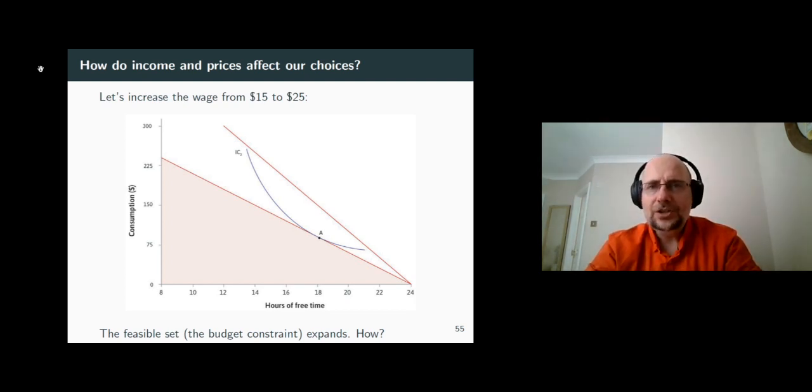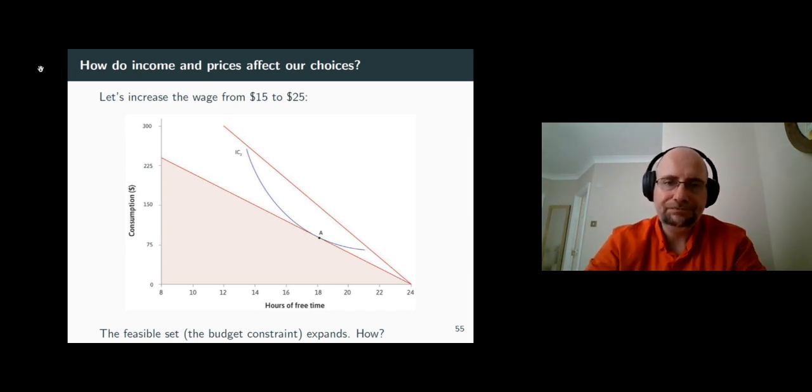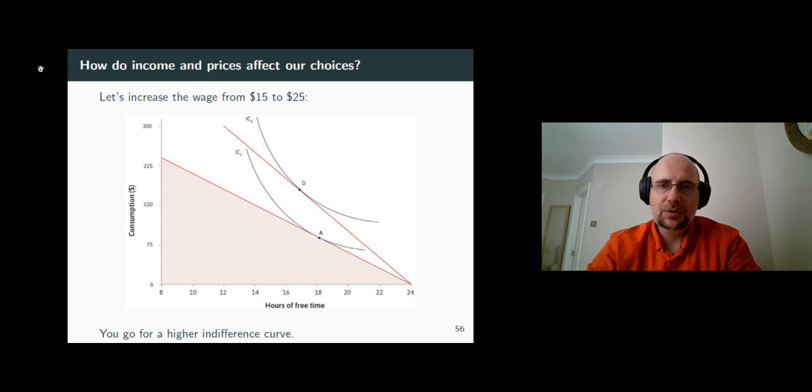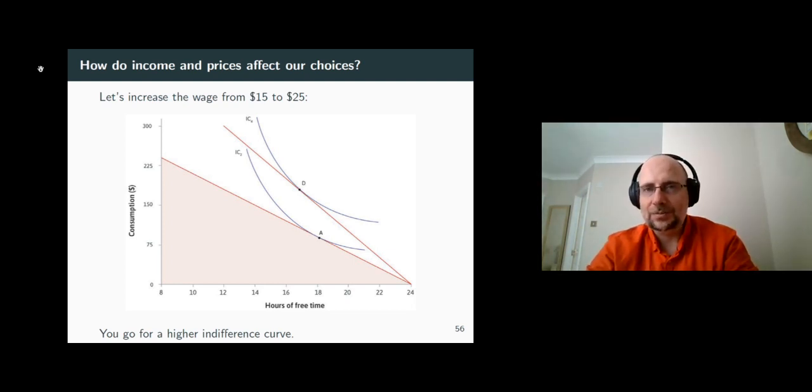So how will the change in this price affect your optimal choice of leisure and consumption? Well, point A is no longer optimal, so you go for the highest possible indifference curve given your new constraint. This is point D. Note that because point D is an equilibrium point, the slope of the budget line, that is the marginal rate of transformation of leisure into consumption, is also equal to the marginal rate of substitution of leisure into consumption.